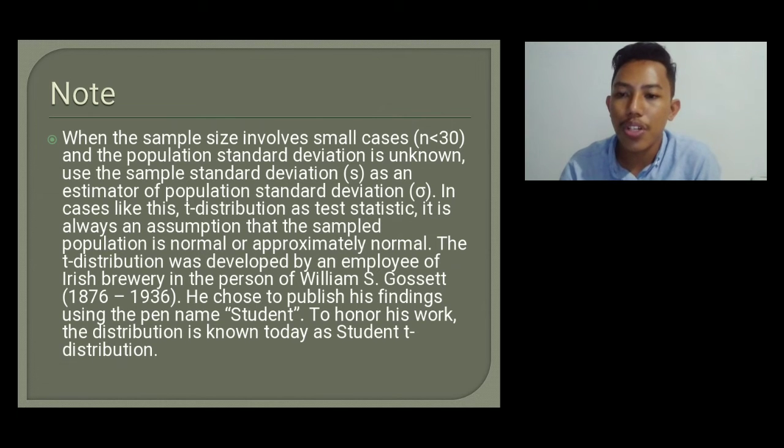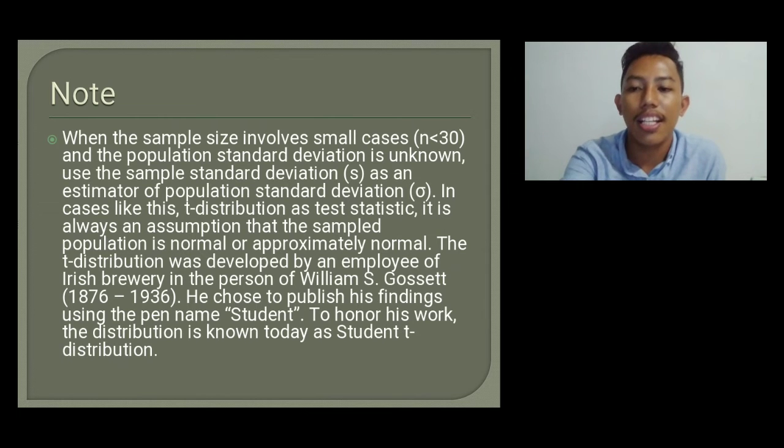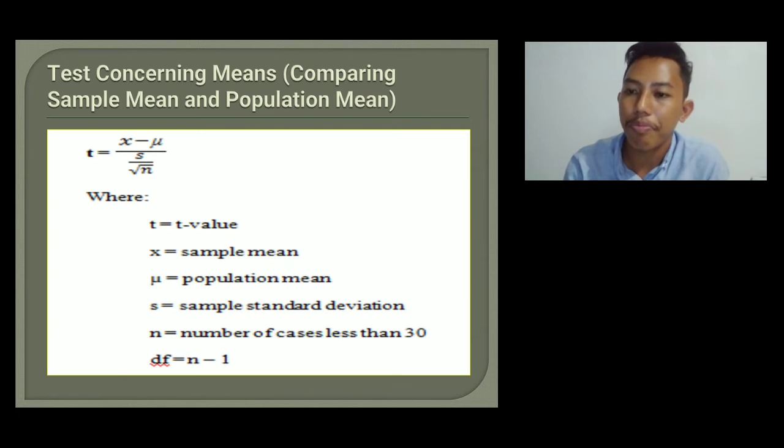The t distribution was developed by an employee of an Irish brewery in the person of William S. Gosset. He chose to publish his findings using the pen name Student. To honor his work, the distribution is known today as the Student t distribution.